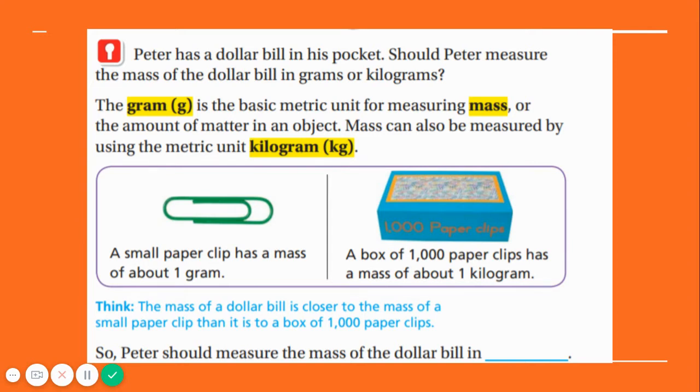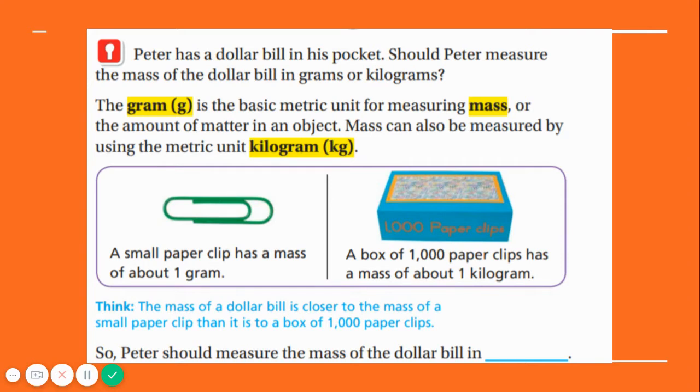Our two examples are a paperclip and a box full of 1,000 paper clips. If you have one single paperclip, so think about if you're in the classroom holding a paperclip, if you have a small paperclip, it has a mass of about 1 gram. Or you remember our gram cubes that we have? They're what we use for units. That is also a gram. If you had a box of 1,000 paper clips, it would have the mass of about 1 kilogram.